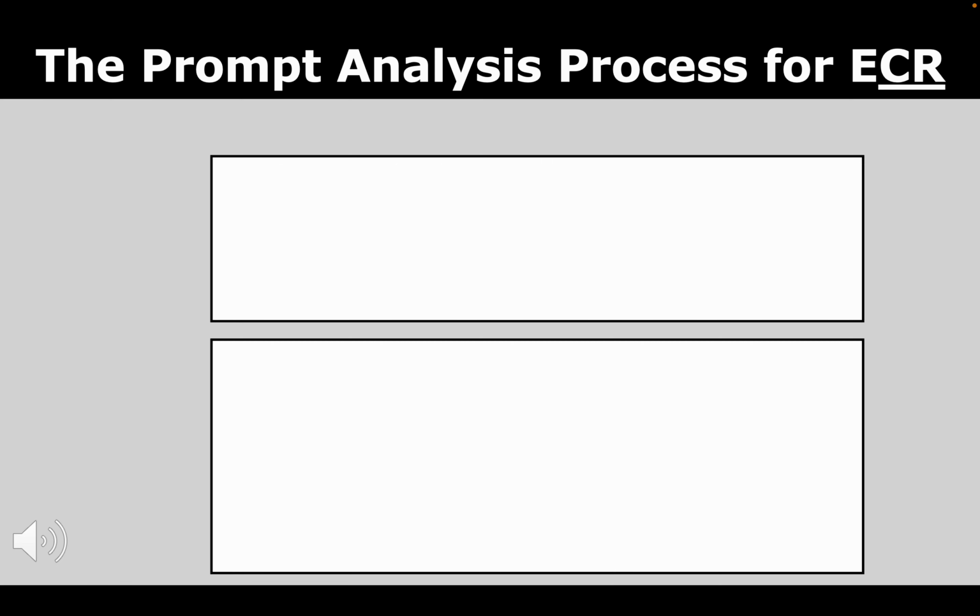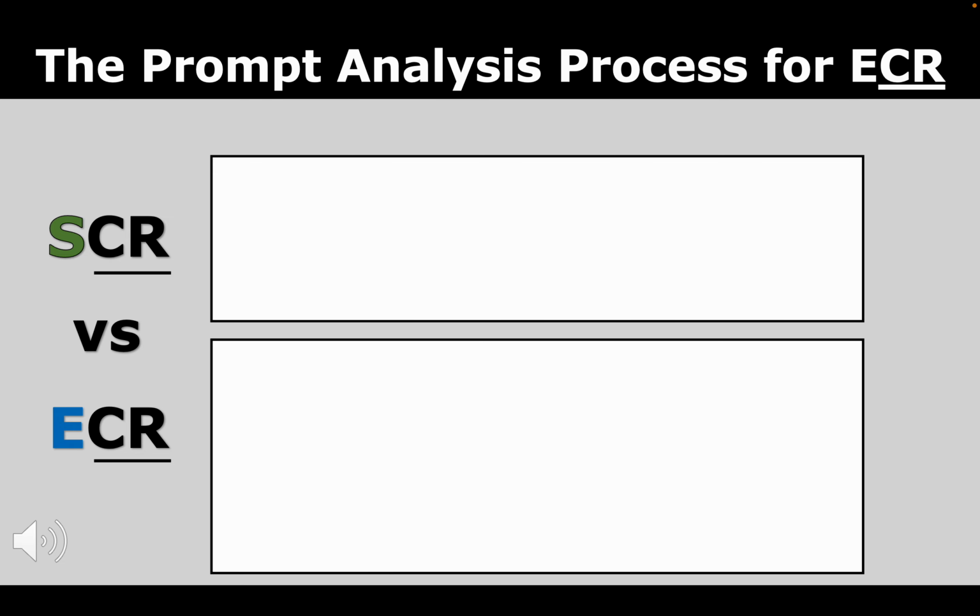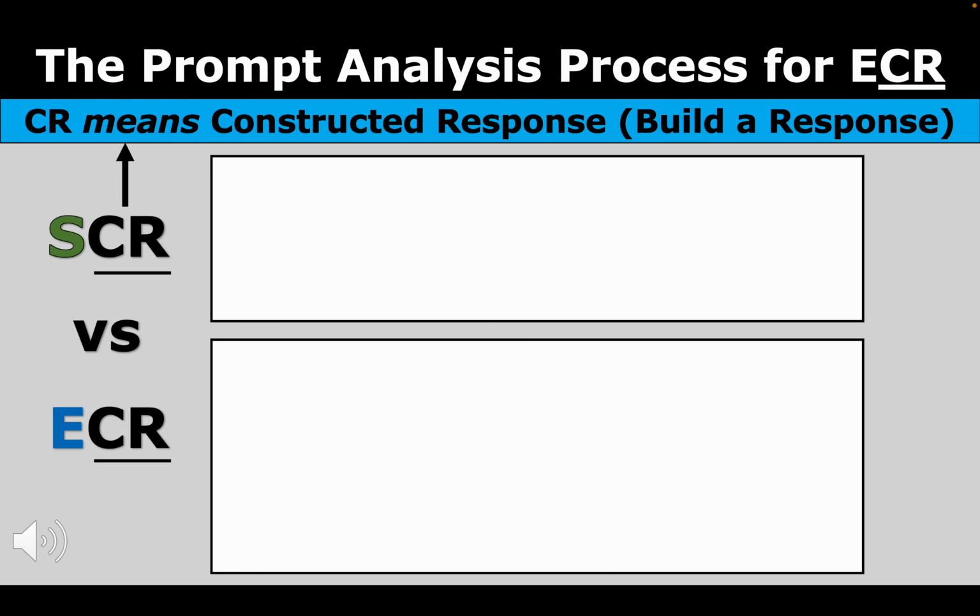There are two types of writing that you're going to do. You're going to need to write an SCR and an ECR. So what's the difference? Well, notice that both of them have CR in the acronym. CR means constructed response. When you construct something, that means build it. So you are building a response based on something you read.